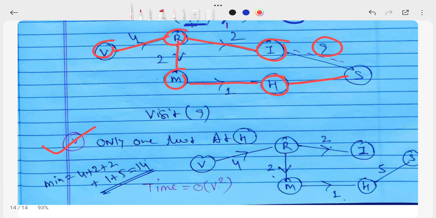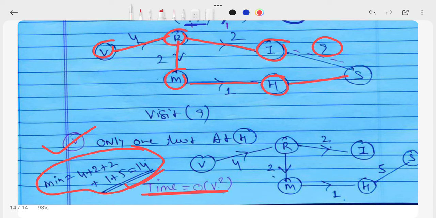So the total time complexity is order of V square, because you are going to each vertex and also checking in reverse. Okay, so the time complexity is very high, and the minimum is equal to 14.